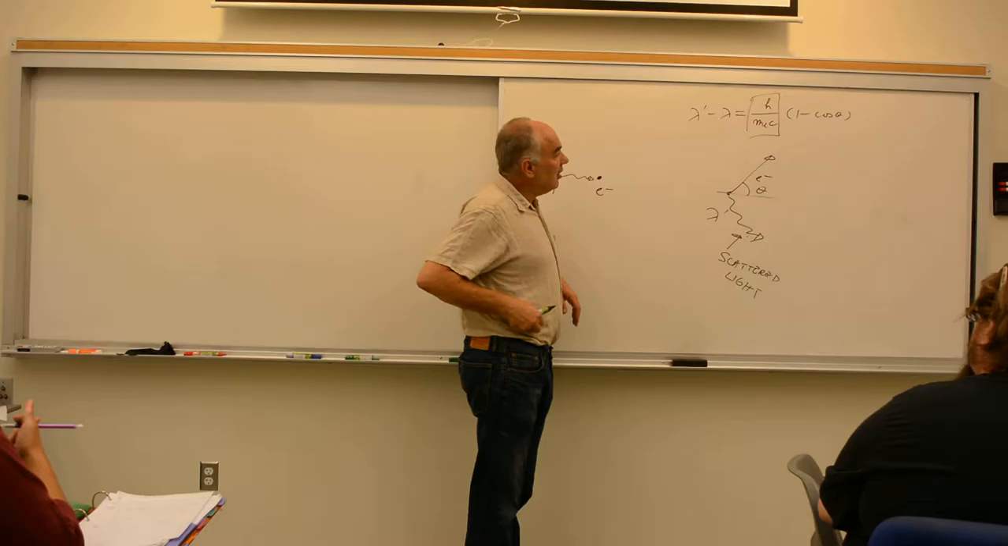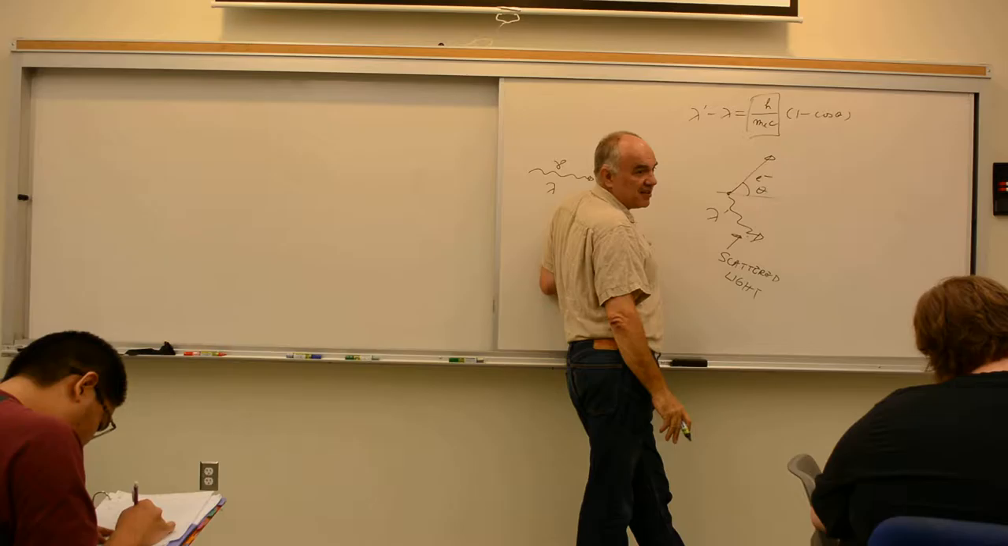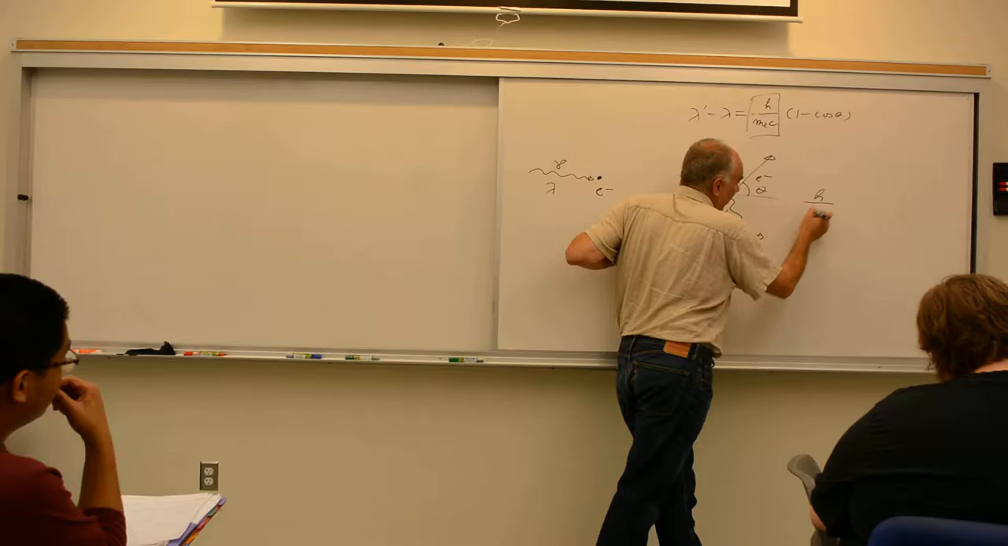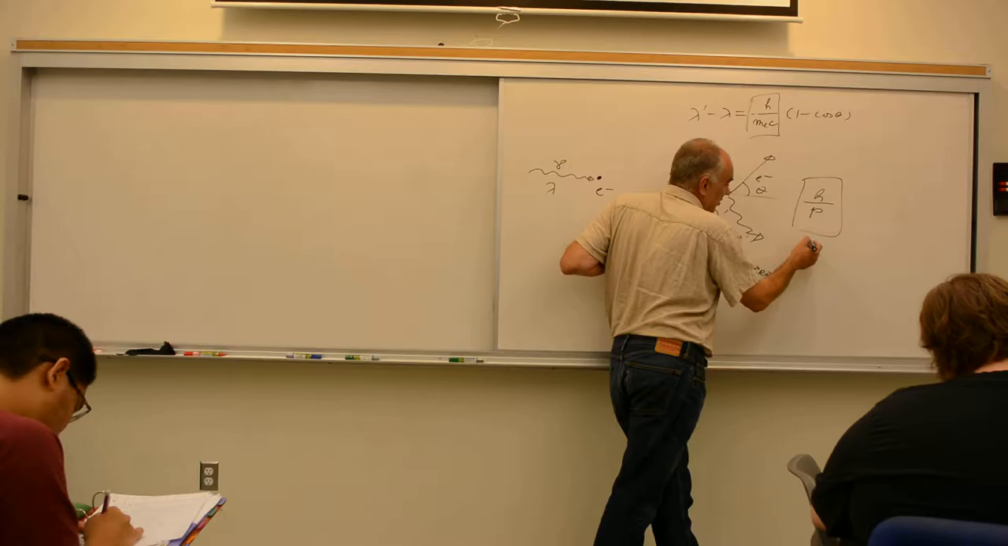Now, let's look, on just dimensional grounds, at what this quantity is. m_e is a mass, c is the speed. So what is this quantity physically? It's a momentum, right? So this looks like h divided by the momentum, and that somehow plays the role of a length.